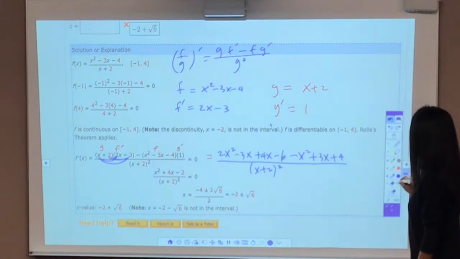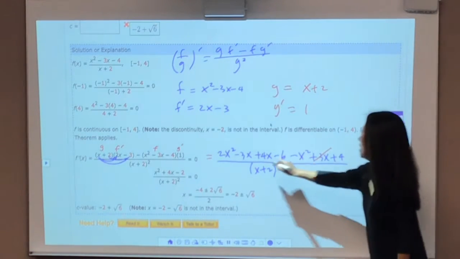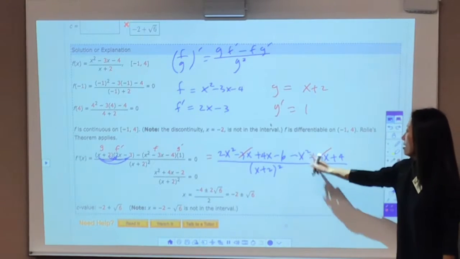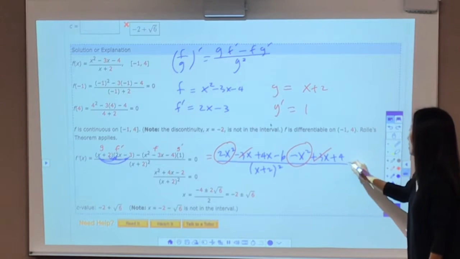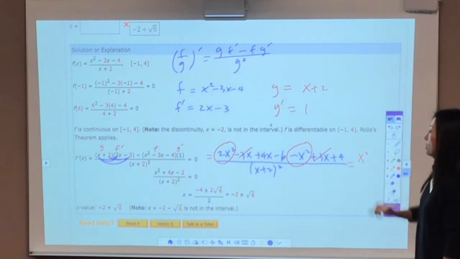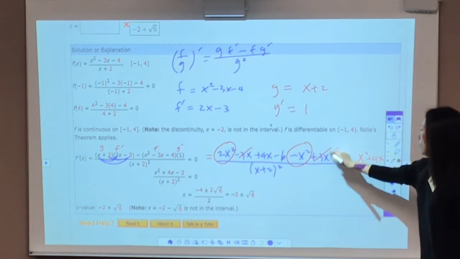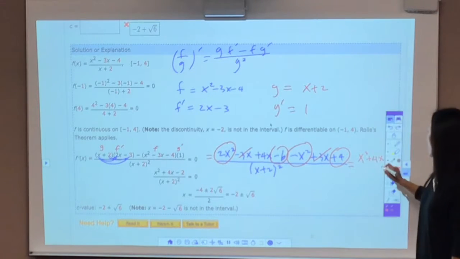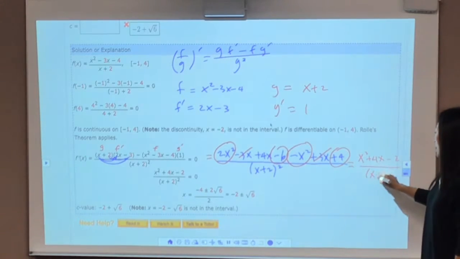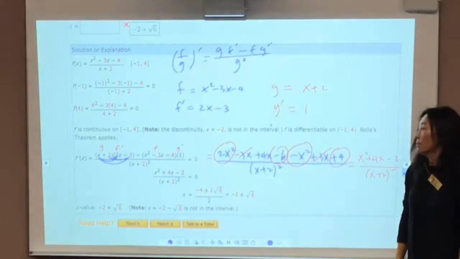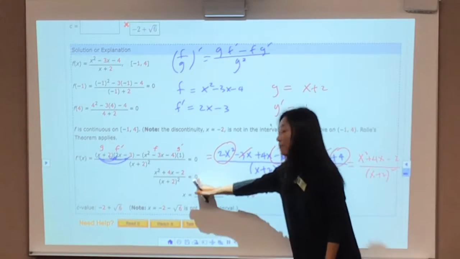Now, can you cancel out anything or combine anything? I can see this and that cancel out. And then I can combine this and this, which gives you x squared, and then 4x. Can I combine this and that, which gives you negative 2? Negative 2, right? And everything over x plus 2 squared. So that's why you have it right here. All right, you set them equal to 0.